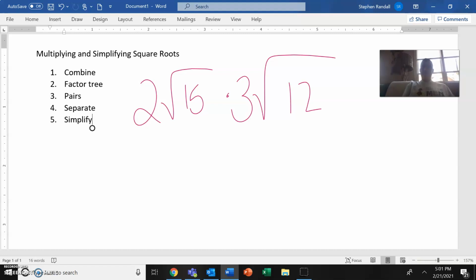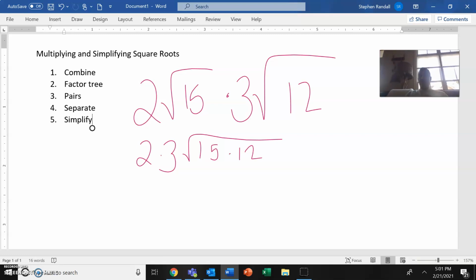But if we combine, that means we're going to combine the coefficients, 2 and 3. And we're going to combine the radicands, 15 and 12. Now I could multiply them together, but the question is why? Why would I multiply them together when I know I'm going to have to break them apart right afterwards?